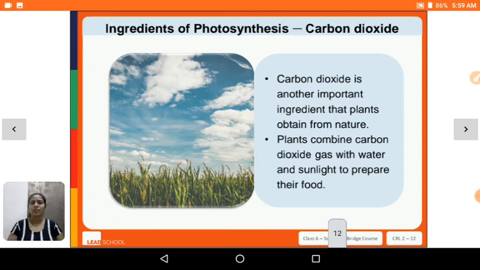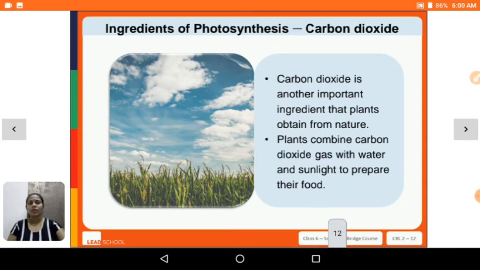Plants obtain carbon dioxide from nature, and plants combine carbon dioxide gas with water and sunlight, and then they prepare their food. So the main key ingredients to produce food for plants are sunlight, water and carbon dioxide.